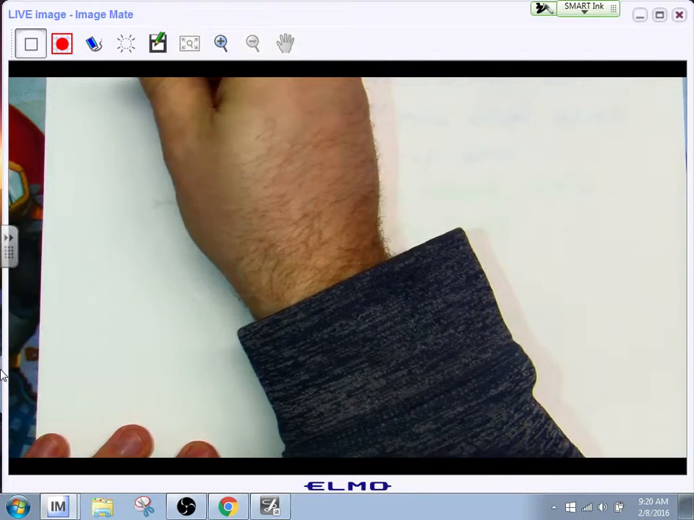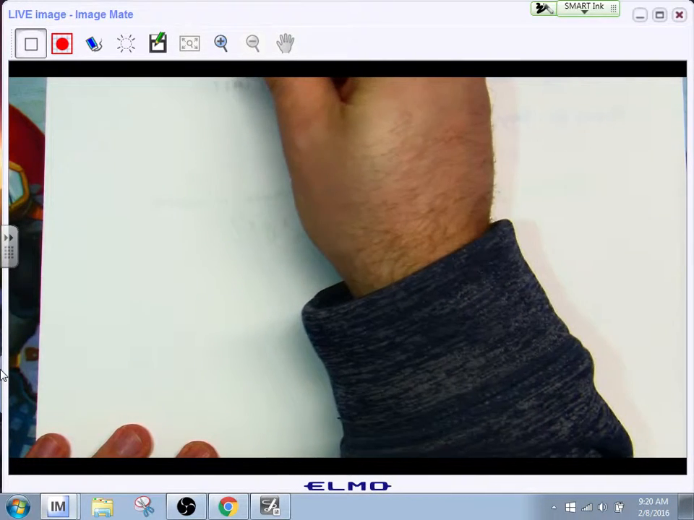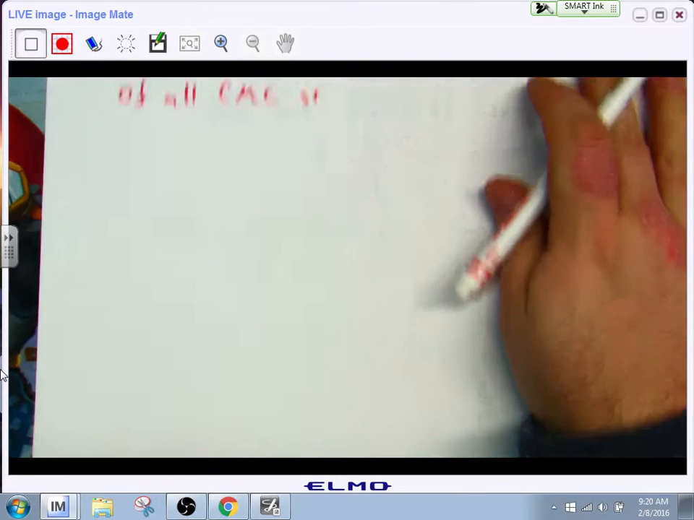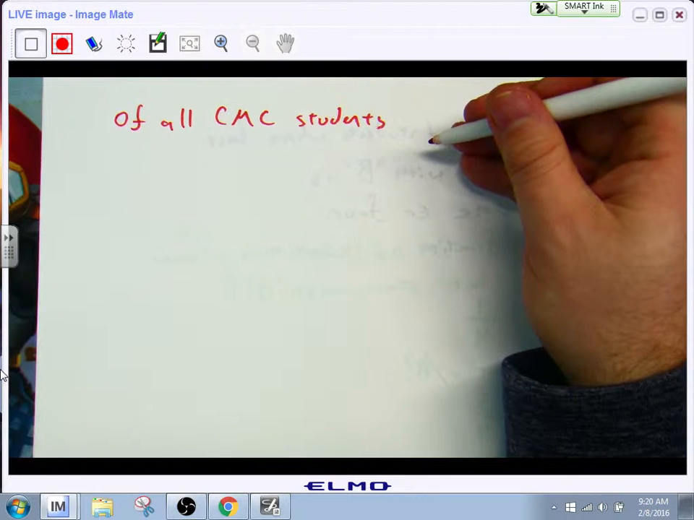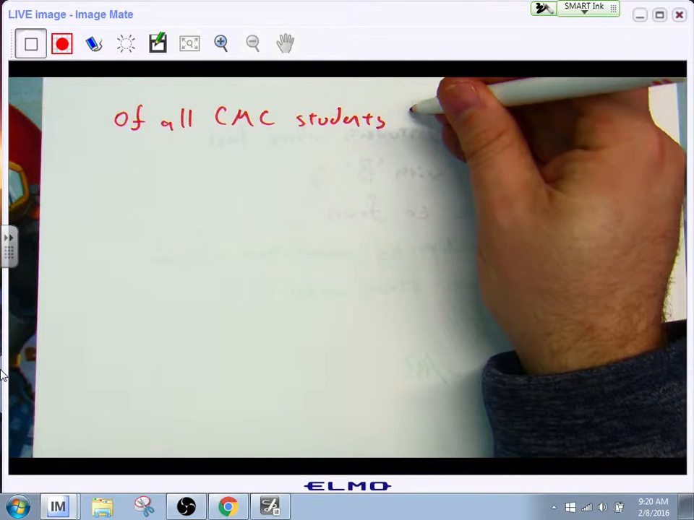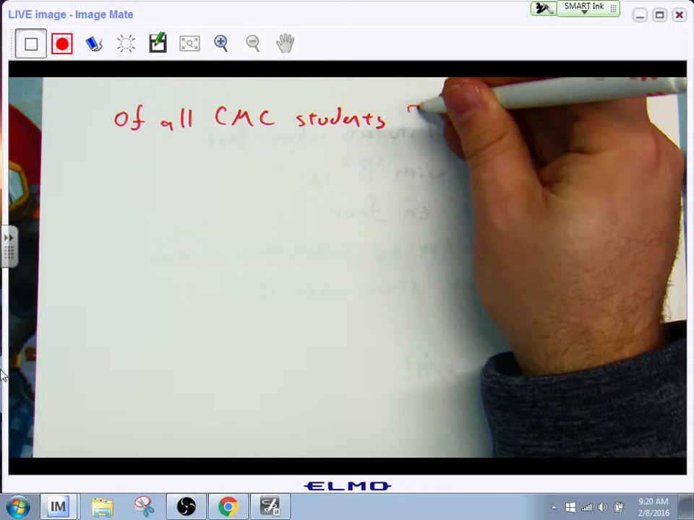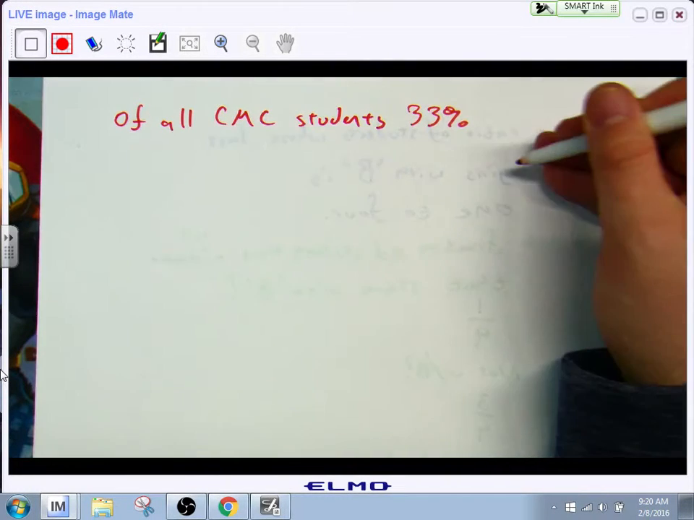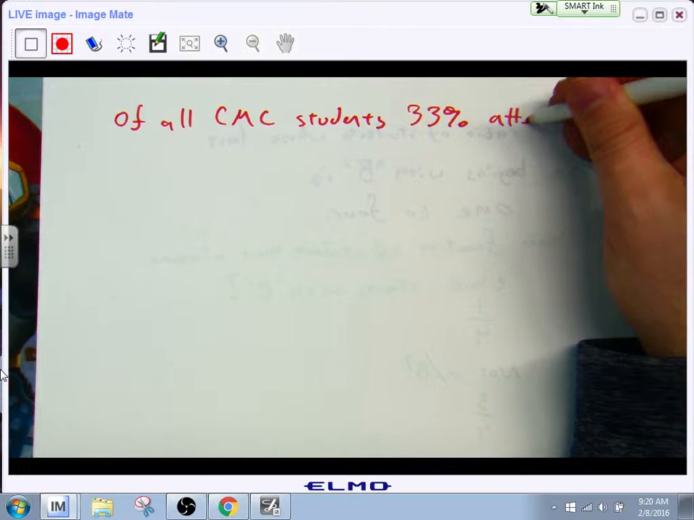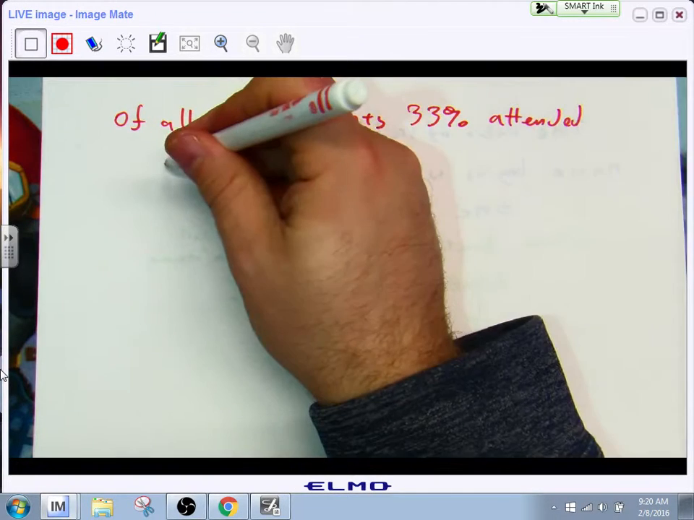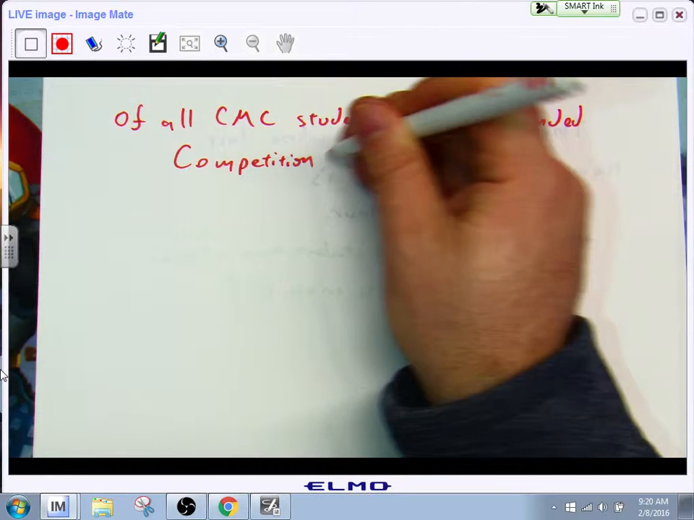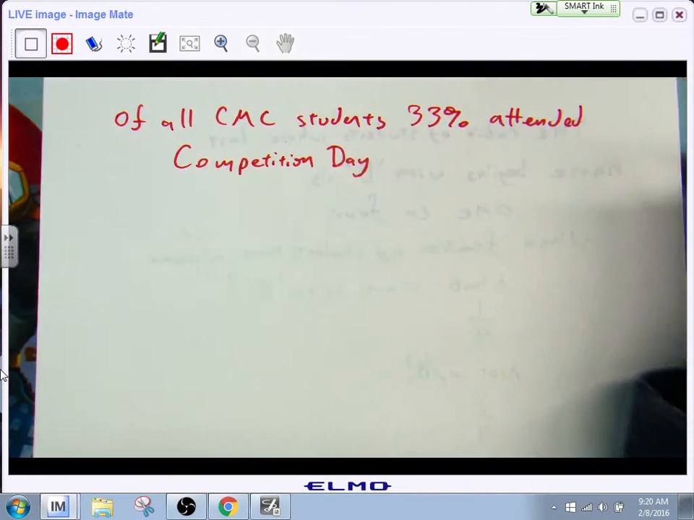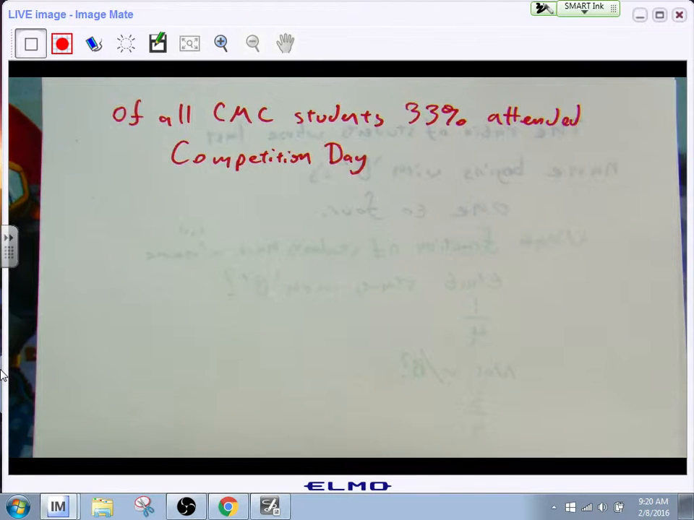Another interesting statistic, and this one is true as well. Of all CMC students, 33% attended competition day. What was competition day? Well, you apparently are part of the 67%.